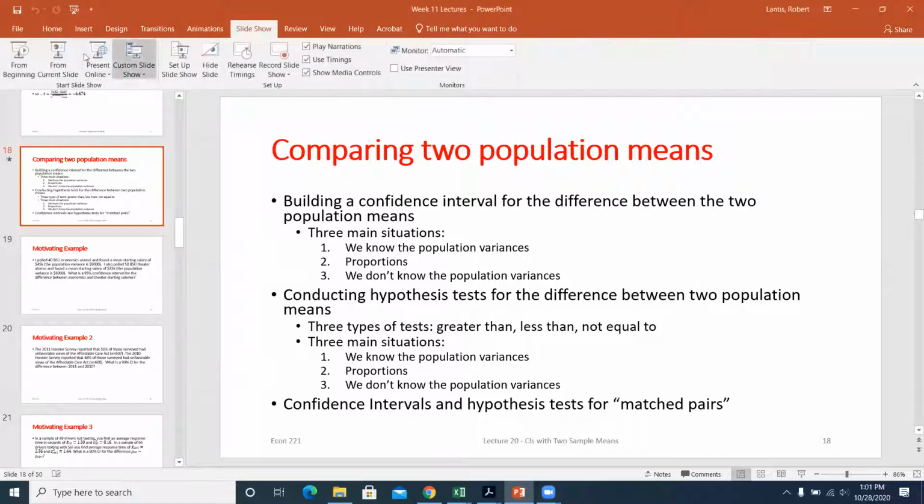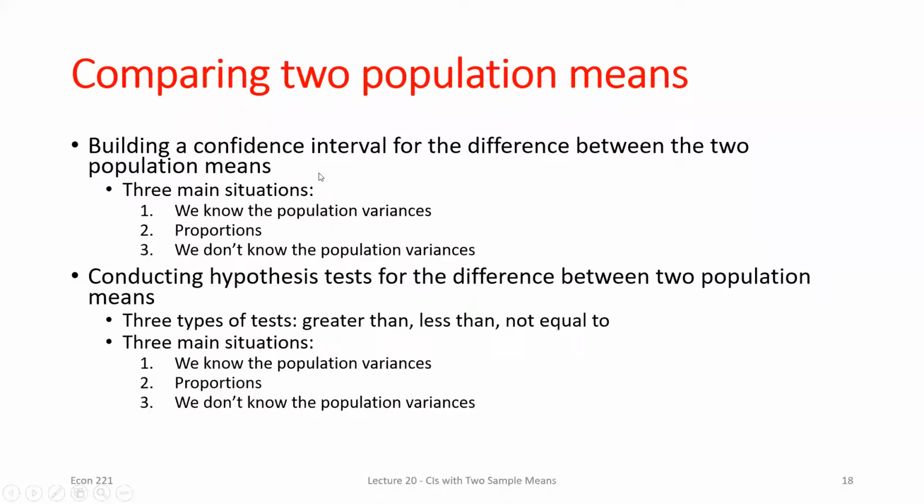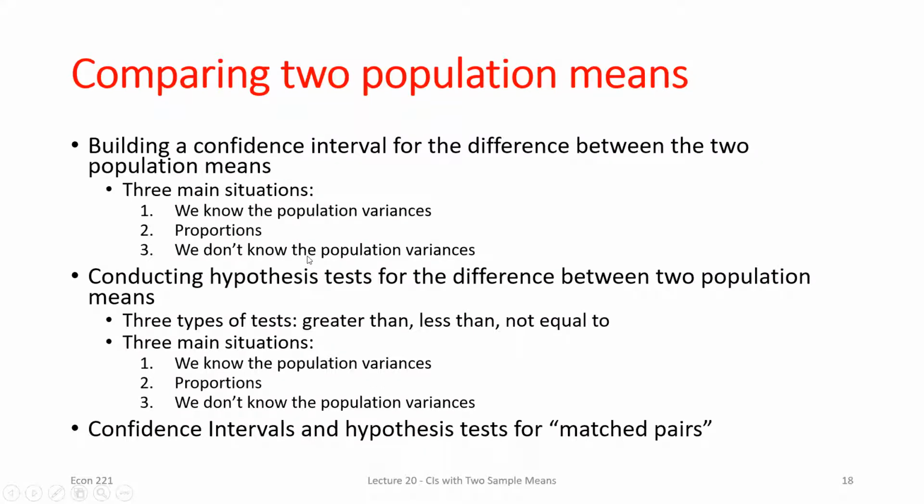So we can do the exact same thing, we're going to have the exact same sort of scenarios. We'll have two populations where we know the population variances, two populations where we are looking at proportions, and then two population examples where we have sample means, but we don't know the population variance. All the same rules are going to apply as they did before to each one of these types of examples. So it's not a whole lot new here, right?